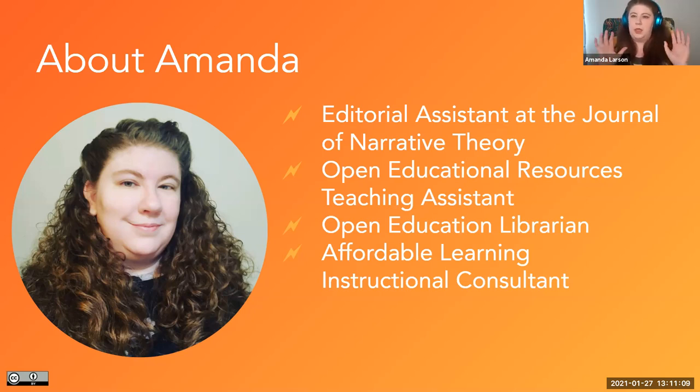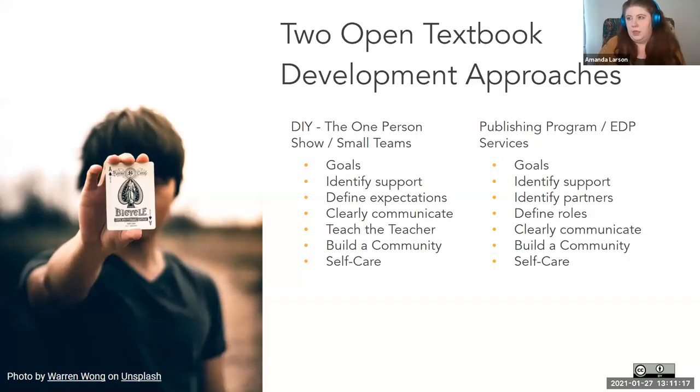So I've done a little bit of do-it-yourself, and I've done a little bit of, oh, you have a whole bunch of people you have to work with. How does that work? And we're going to talk about both models today. So here are my goals for the day. We're going to look at goals overall for when you are thinking about setting up a publishing program. And then I made a list for each version, and we'll flip back and forth between them because some of them are the same, some of them are a little different.